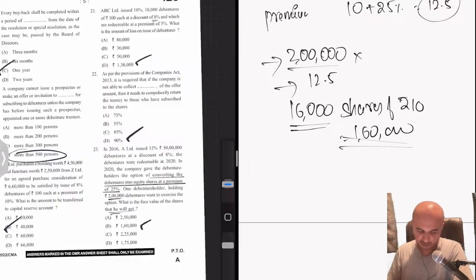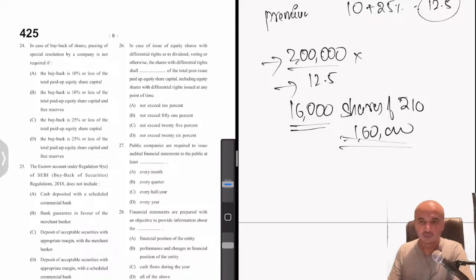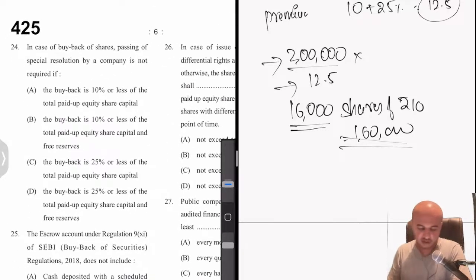Okay, fine. That was question number 23. Let's move on to question number 24. It is a theory based question on buyback; there are many questions related to buyback actually. So far it's been an easy paper.